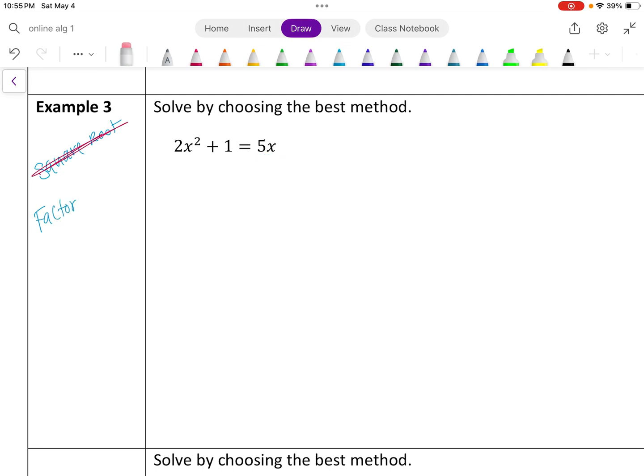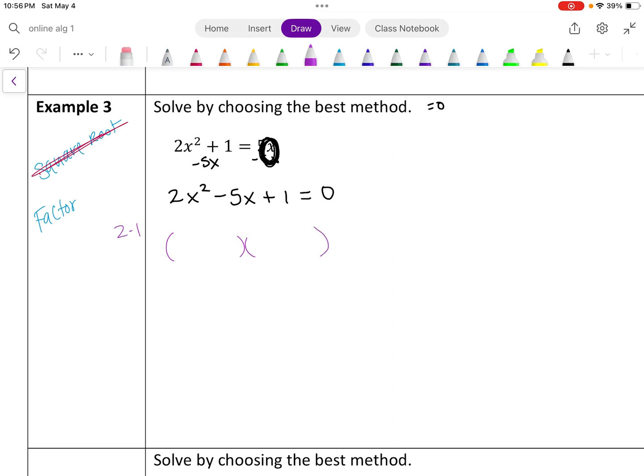factoring. Well, in order to factor this, or to use the quadratic formula, I need it to be equal to 0. So I'm going to subtract 5x. Right? So now this will be 0, equal to 0 like I want it to be. And my equation is now 2x squared minus 5x plus 1 equals 0. We could try factoring this.